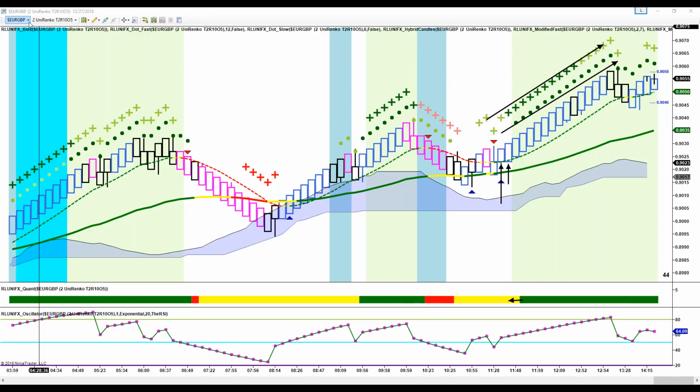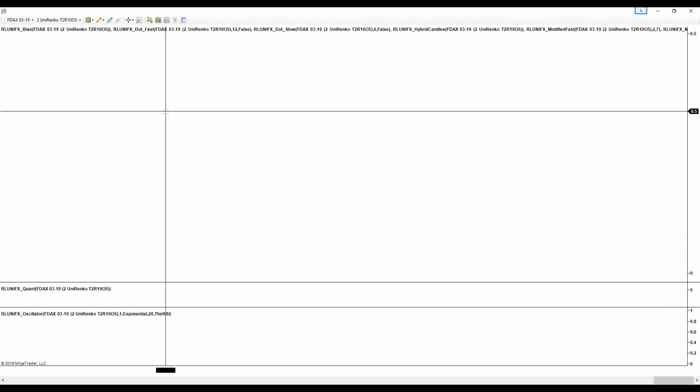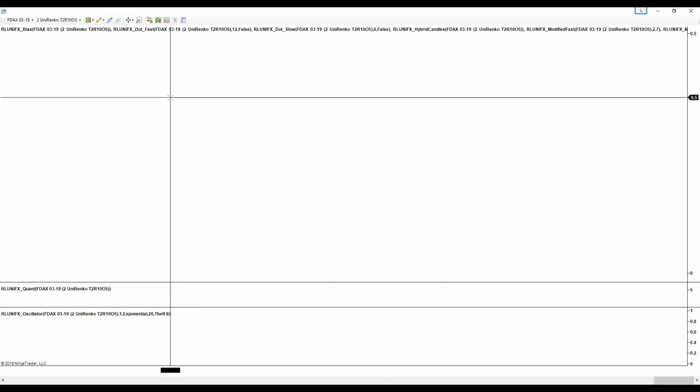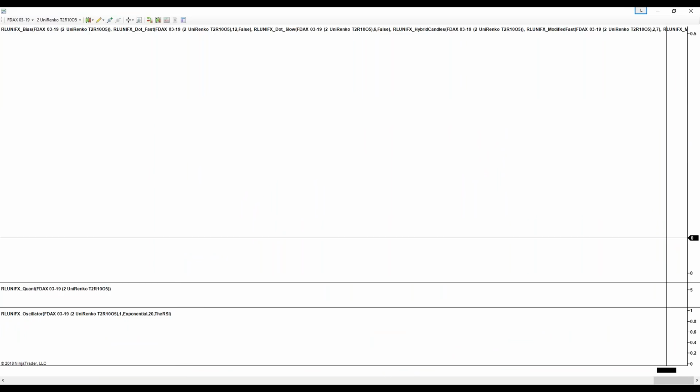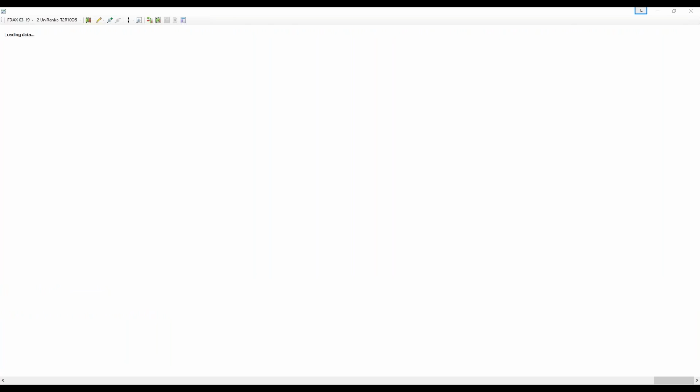I have no data feed connected right now, so nothing's going to explode. And I'm going to move to the DAX. Okay, I'm not getting any data for it because I have no data feed. Let me add the data feed. I pay for this data feed. This is a Kinetick data feed. All right, it's connected and the chart's loading.